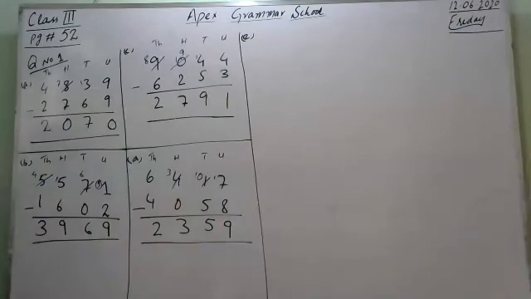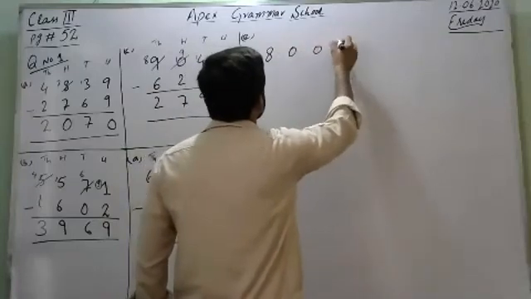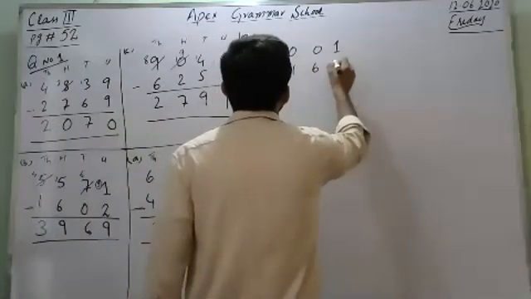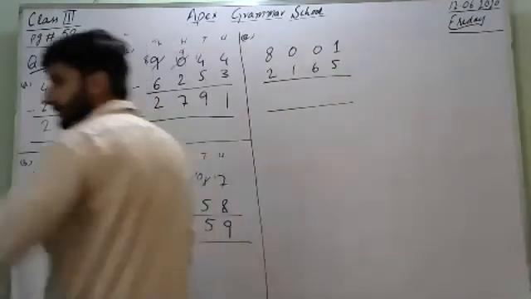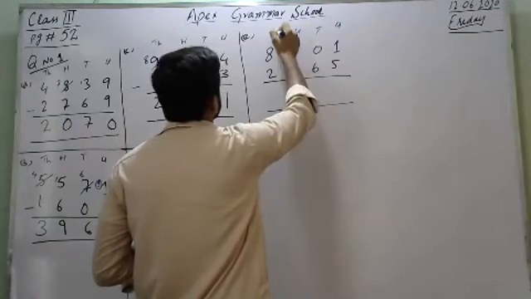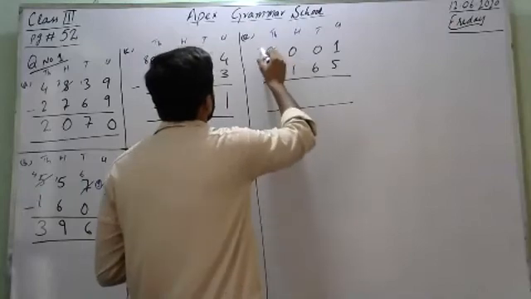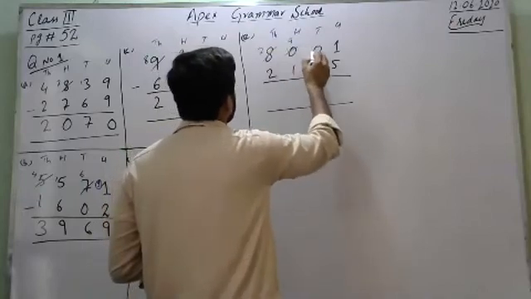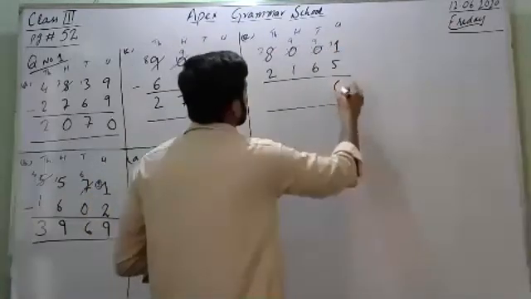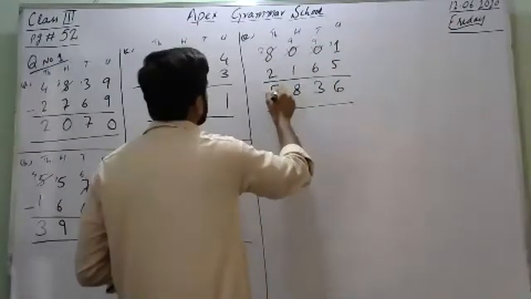E part of this question is 8001. Next number is 2165. Eleven minus 5, 6, 9 minus 6, 3, 9 minus 1, 8, 7 minus 2 is 5.